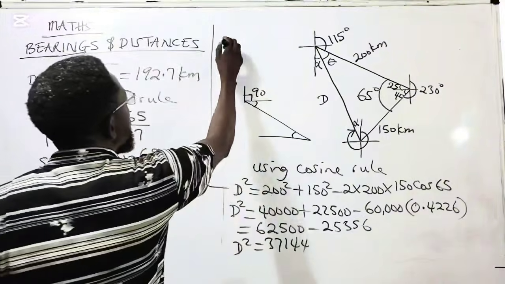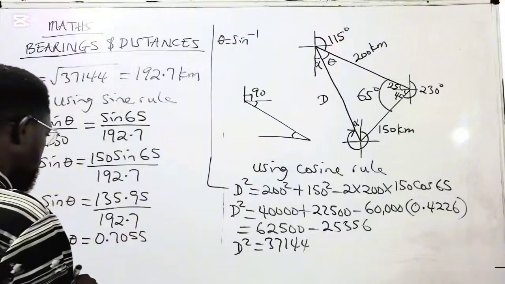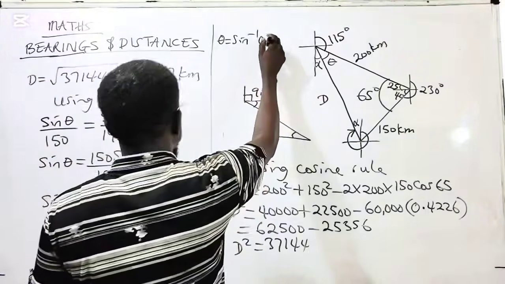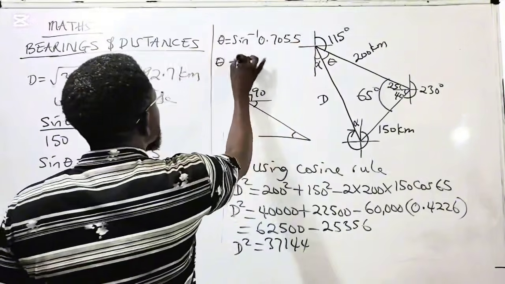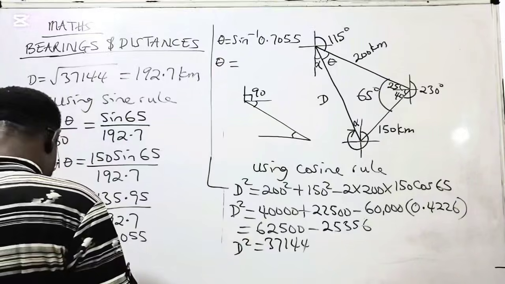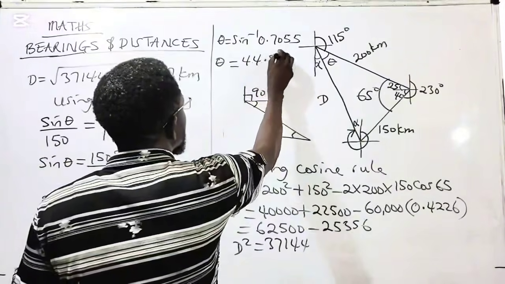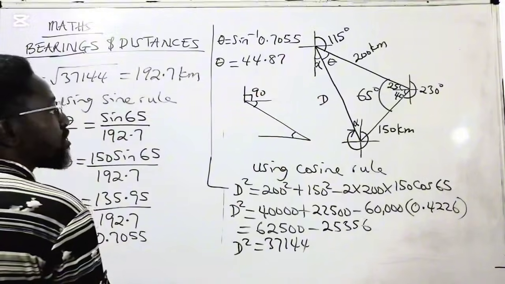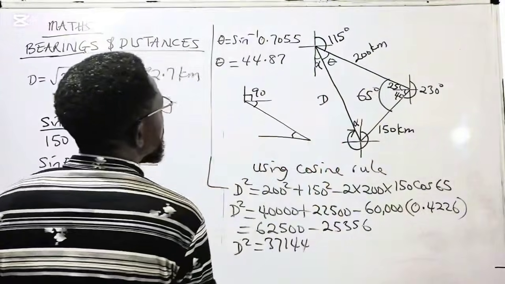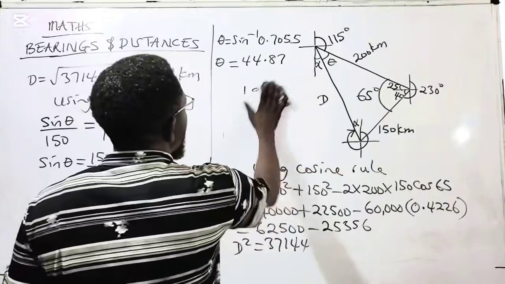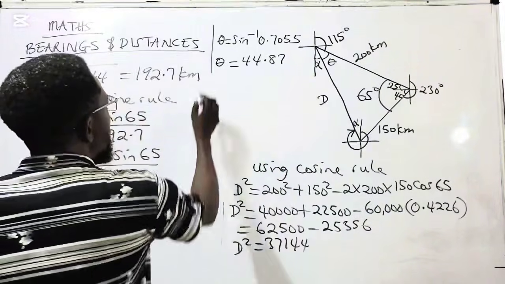So theta will be the sine inverse of 0.7055. So that theta will be 44.87. That's the value of theta. So now we are looking for alpha.